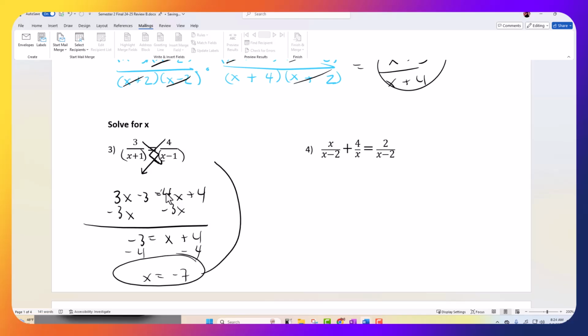The only thing you have to be careful about is making sure that it doesn't make the denominator equal to 0. That's our no-no. Since negative 7 wouldn't make either denominator 0, we are fine.